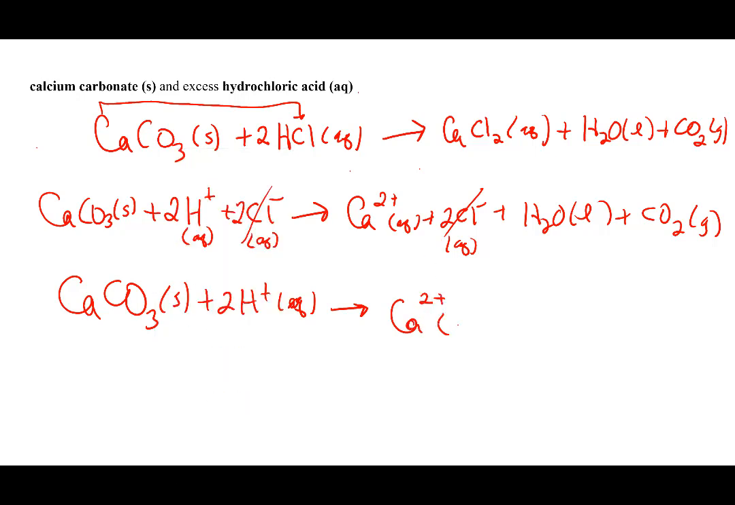Calcium 2 plus, that's aqueous, plus water, plus carbon dioxide. So this is a method for dissolving calcium carbonate. It's insoluble. When you add acid to it, it actually dissolves, and the calcium ions are free, and the carbonate is largely gone because it turned into CO2.